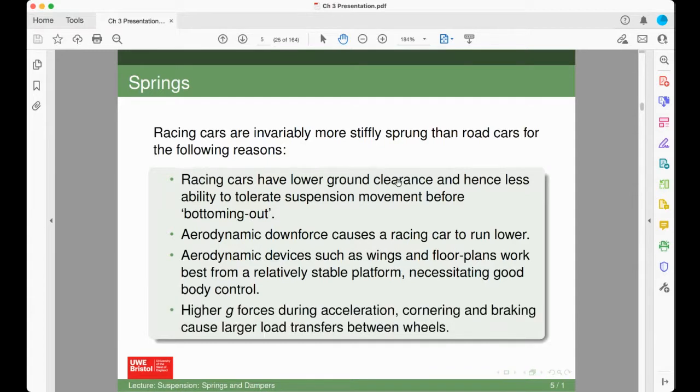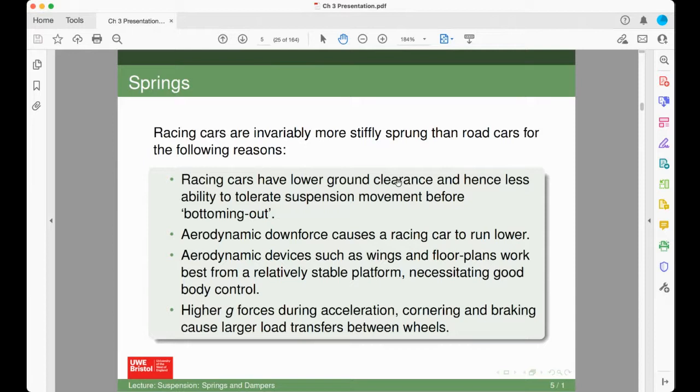Going around corners, higher G forces during acceleration, cornering and braking cause large load transfers between wheels. I will talk about load transfer when we get to chapter 5, but that's one of the other reasons why racing cars are more stiffly sprung, because you've got to support those acceleration forces both laterally and longitudinally. If you've got soft suspension, you get a lot of pitch, squat and roll. That's not so good for racing cars, so you spring them stiffly.